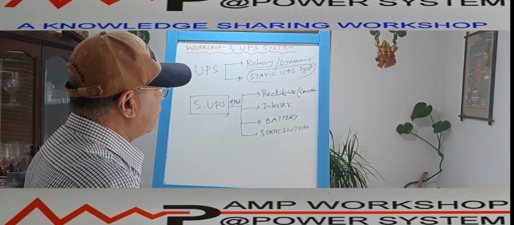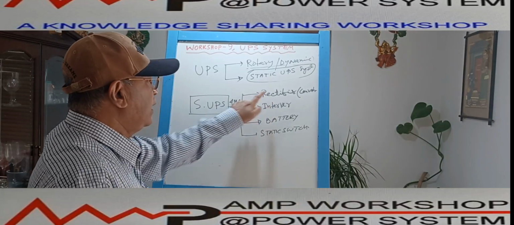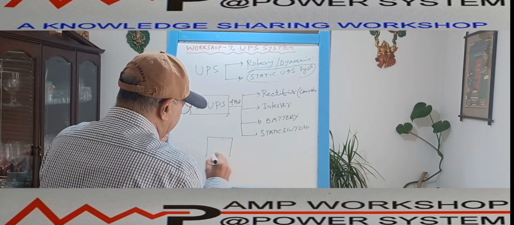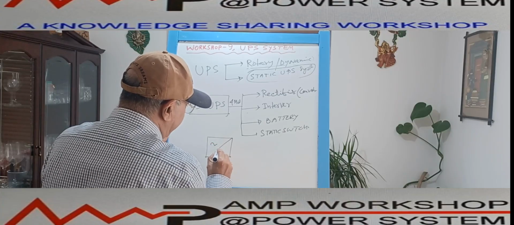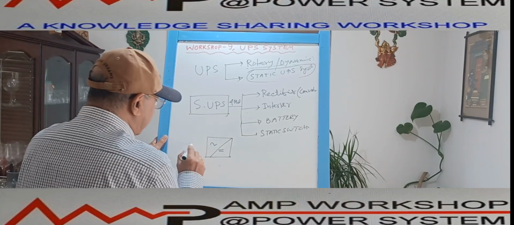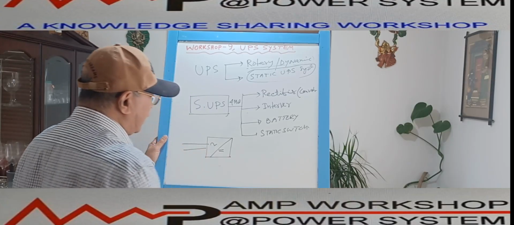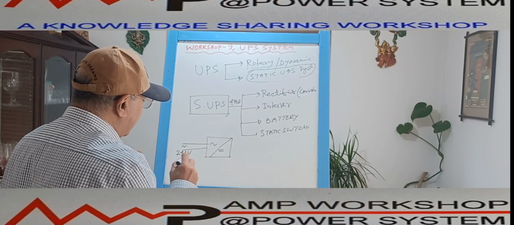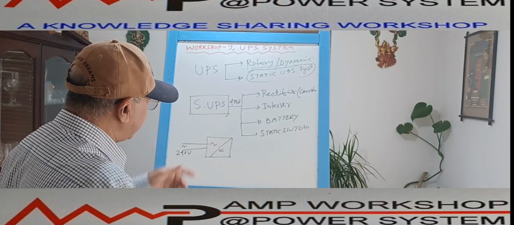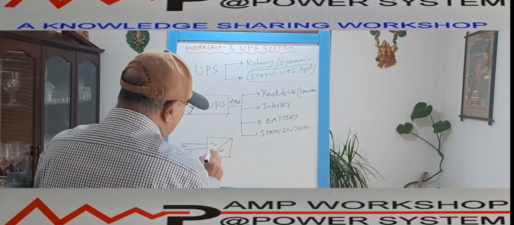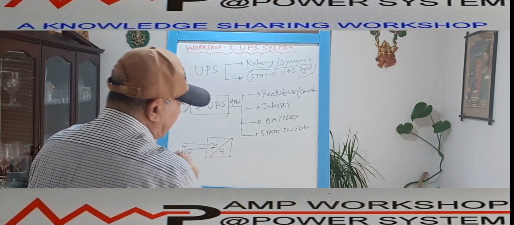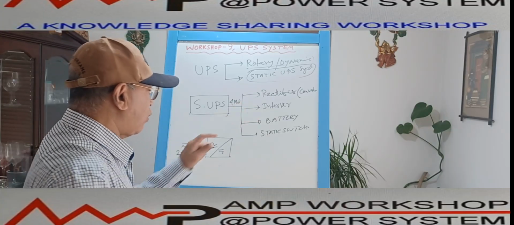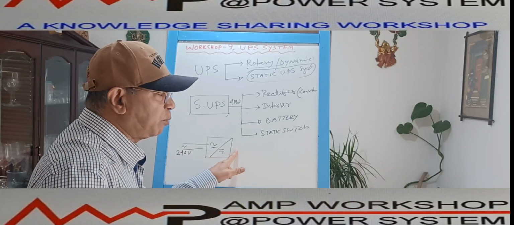What is the function of these? How does the rectifier unit work? If I show the block diagram, this is how we show the rectifier. There is an AC supply; if I draw it in a single phase way, we are supplying single phase AC, suppose 240 volt AC, to this device. This is the symbol of the rectifier, which converts AC supply to DC supply. So the rectifier is converting the input AC supply to the output DC supply.